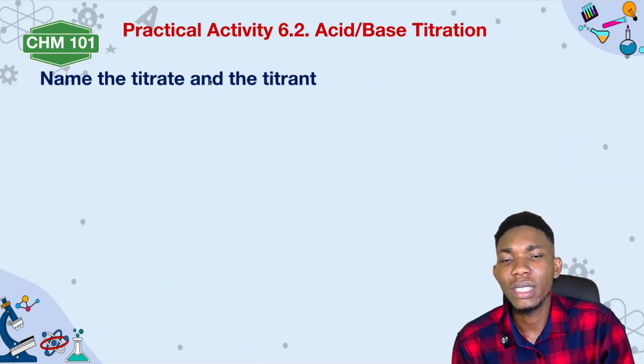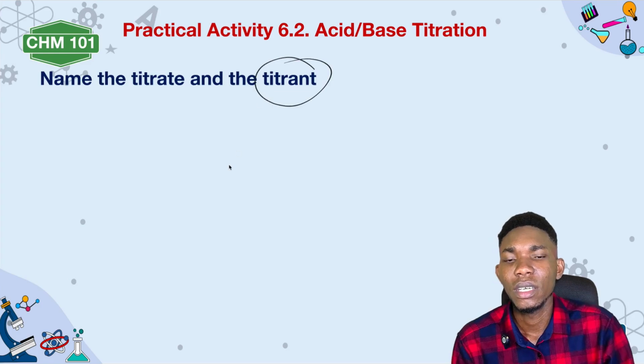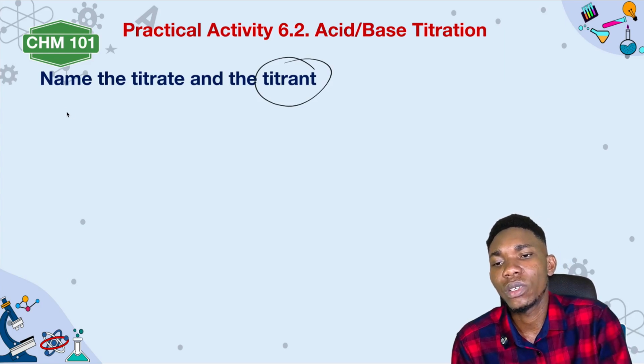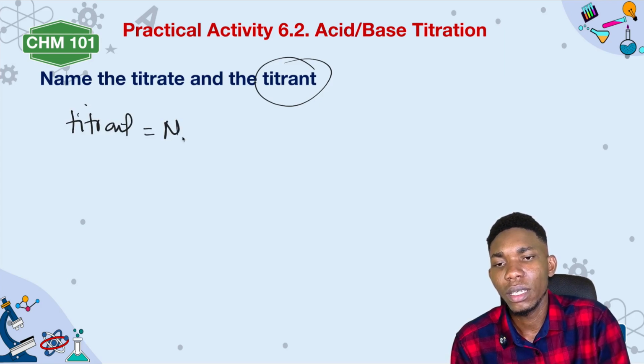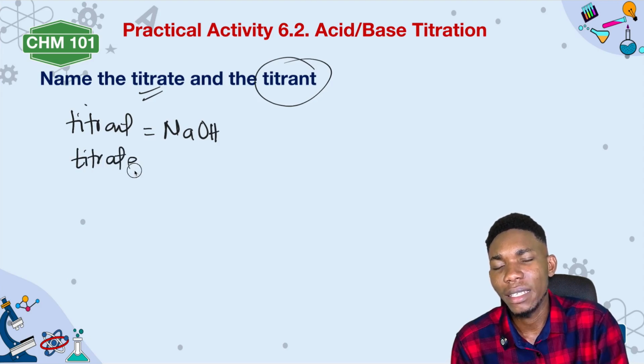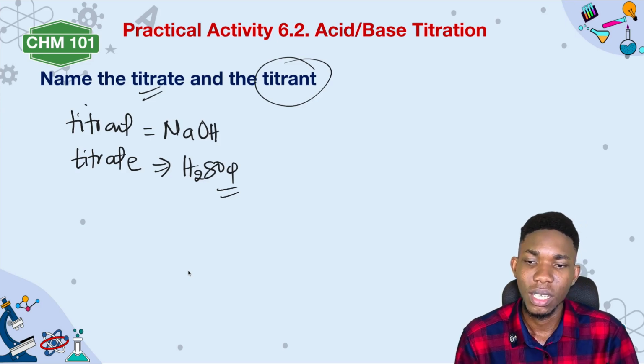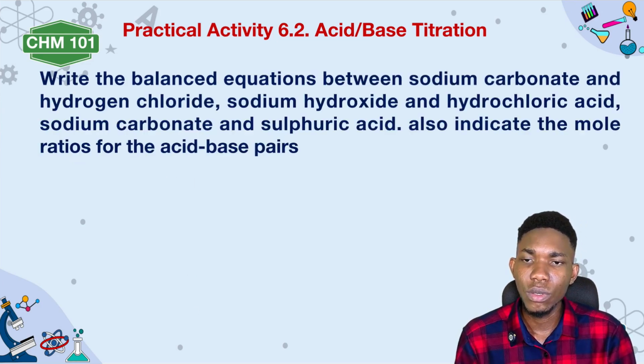Now name the titrate and the titrant. The titrant is the reagent with known concentration. Now, which of them do you know the concentration of that was given exactly? It was sodium hydroxide. So the titrant for this experiment, my dear student, is sodium hydroxide. While the titrate is the one you are looking for something inside, which is the analyte. And the titrate for this experiment is H2SO4. And for those of you who don't know what to do, just copy. Exactly. So that is that.